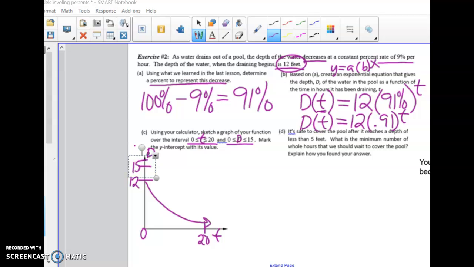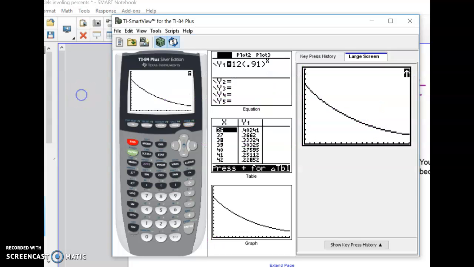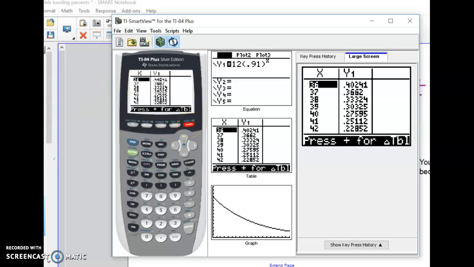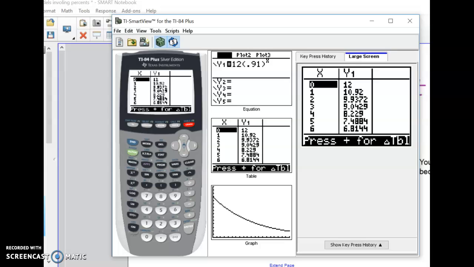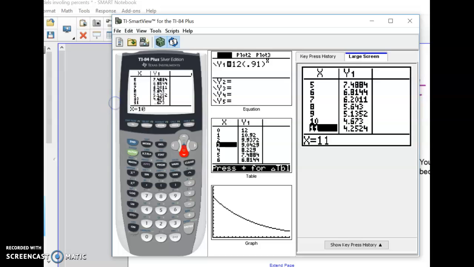So it's safe to cover the pool when it's 5 feet or less, and the best way to figure out how long you should wait is to go to your calculator and press second table. Now I'm way up here at 36, which isn't good, so let's go second window, and I'm going to change the table start, and let's start back at 0, okay? Now when I go second table, I'm going to start at 0 and see 12, and I'm going to go down, which is going to increase the x value until I see less than 5 feet, which happens right about the 10th day. So on the 10th day, you can cover up your pool and be below those jets.